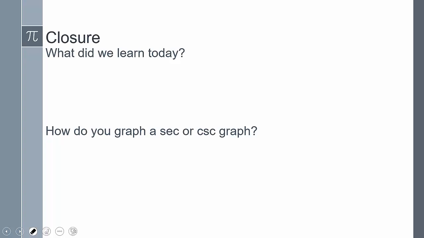So what did we learn today? We learned how to graph secant and cosecant graphs. The way that we graph them is by pretending it's sine or cosine, and then at the very end, instead of drawing the sine or cosine shape, you draw the cosecant or secant shape, which is where it crosses the center line, you draw in asymptotes, and then at the peaks, where the amplitude is, you draw parabola-looking things.